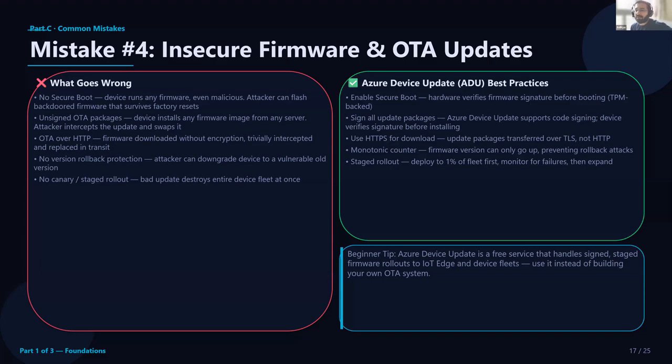Another one is that OTA, over the air updates, must be signed and delivered over TLS. If the OTA package is unsigned, an attacker who can intercept the update channel, the man in the middle on the device's network, can serve a malicious firmware image to the entire fleet.